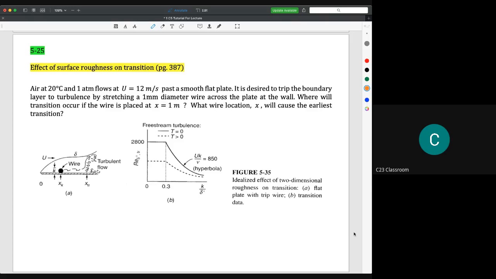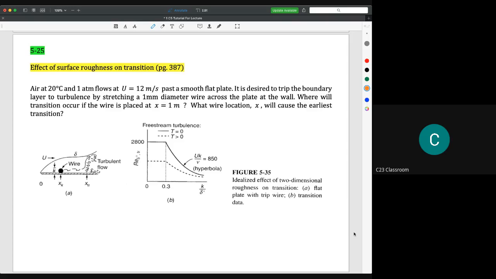Okay, so we continue for question 5.25. It is actually to reflect the effect of surface roughness on a flat plate and on our object here. So let's say we have air at 20 degrees Celsius and 1 atm flowing at U equal 12 meters per second past a smooth flat plate.